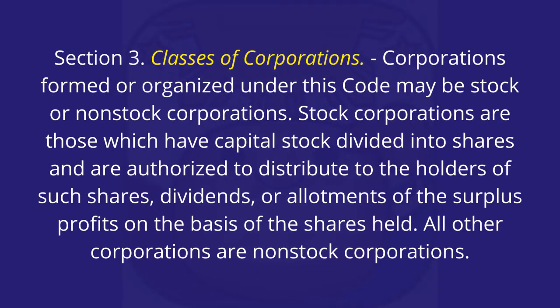Section 3. Classes of corporations. Corporations formed or organized under this code may be stock or non-stock corporations. Stock corporations are those which have capital stock divided into shares, and are authorized to distribute to the holders of such shares dividends, or allotments of the surplus profits, on the basis of the shares held. All other corporations are non-stock corporations.